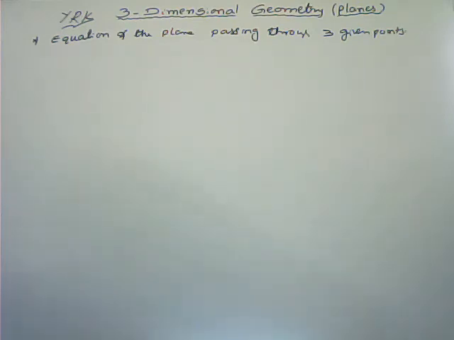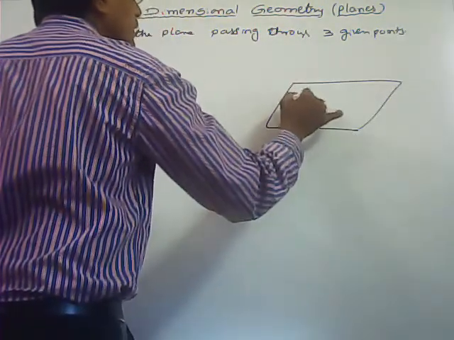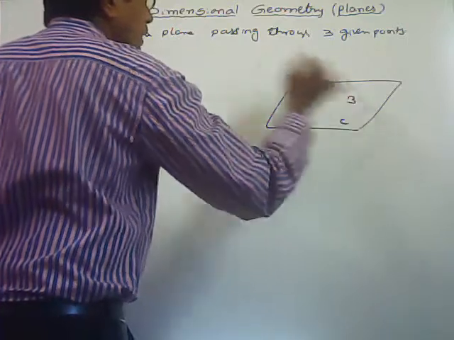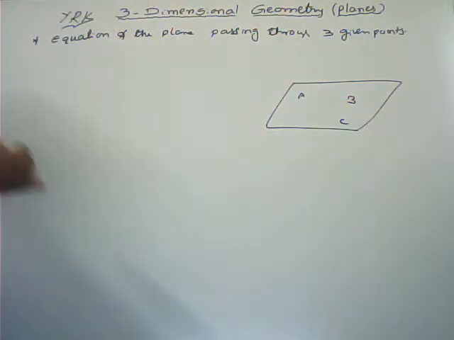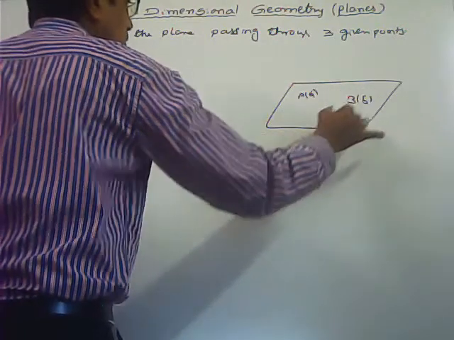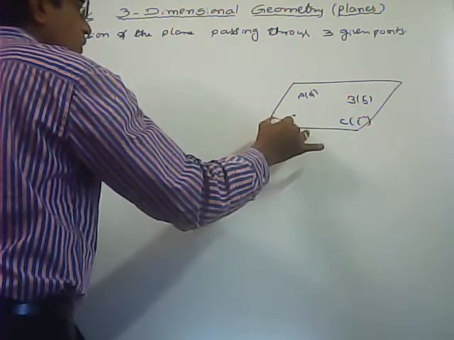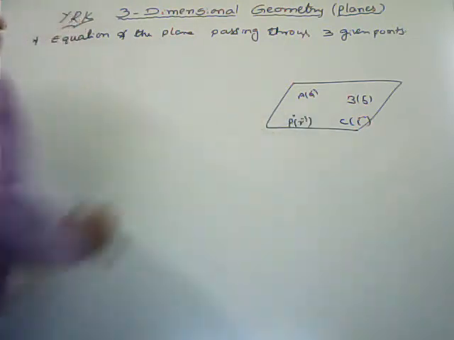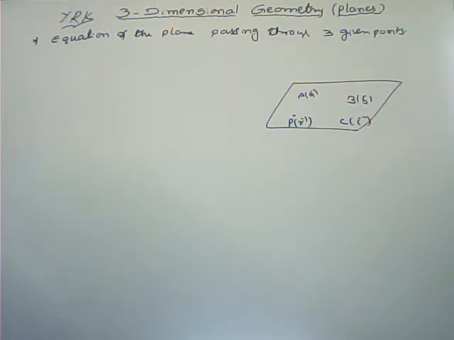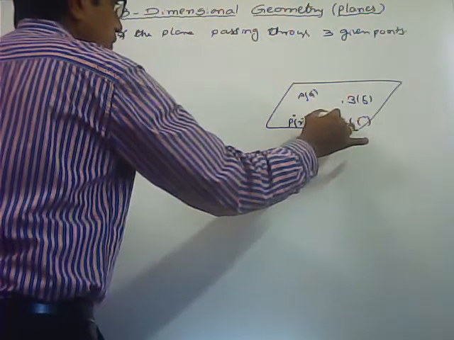Next, one more condition: equation of the plane passing through 3 given points. A, B, C I am taking, whose position vectors with respect to the origin are OA bar equal to a bar, OB bar equal to b bar, OC bar equal to c bar. And here I am taking one variable point P whose position vector with respect to the origin, OP bar, is equal to r bar. Now this is one of the points here.